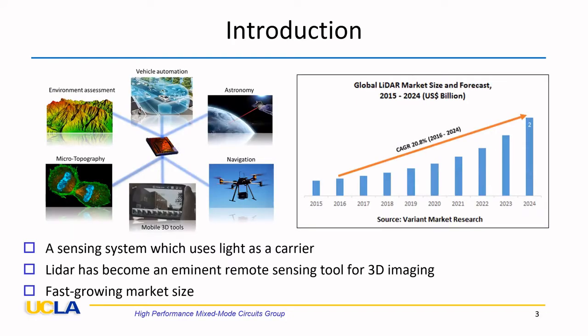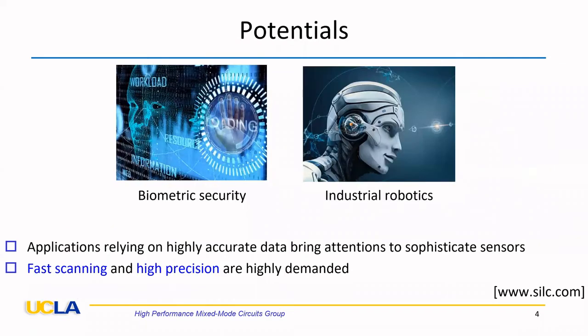So lidar is a sensing system which uses light as a carrier to measure distance. It has been widely used in many applications such as navigation systems, environment assessment, and microtopography. It provides an important modality for 3D imaging. The market size of LiDAR systems is also growing fast with many potential applications, such as biometric security and industrial robotics. These applications bring attention to sophisticated sensors, which can provide fast scanning and high precision capabilities.